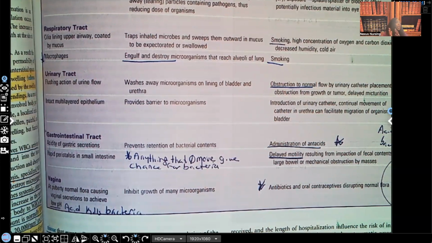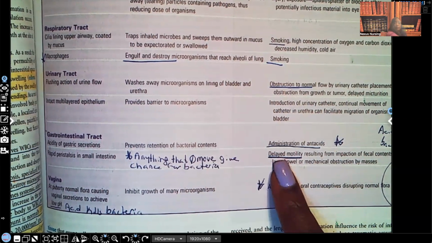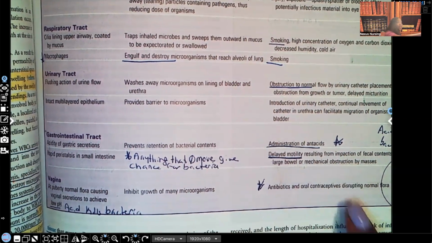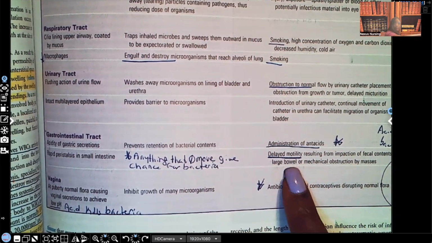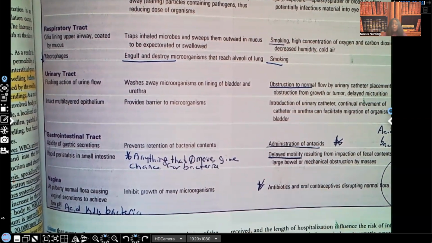Look at what may alter that defense mechanism. Delayed motility. Motility is movement. We like the movement. We like rapid movement. But delayed movement, from maybe the patient has a bowel obstruction, right? Maybe the patient's constipated, whatever is happening that's causing delayed motility, that can allow bacteria to grow and thrive, and we don't like that.